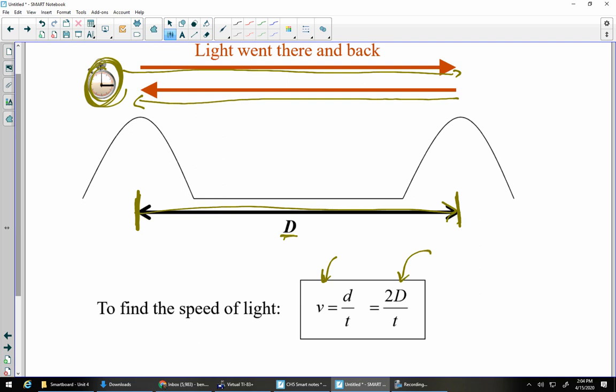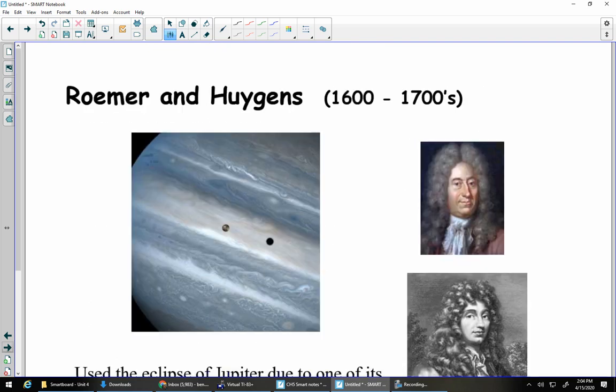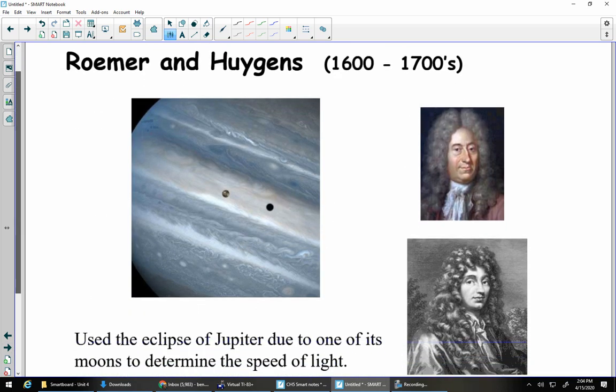So again, just something that we looked at last year and something that we need to be familiar with again this year. Cool. So very, very fast. Next people we want to talk about are Romer and Huygens, about the 1700s again. You can tell because of their hairdos.